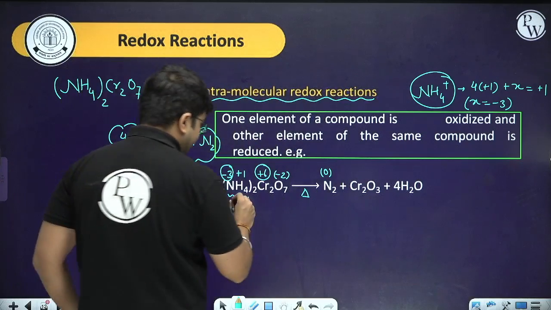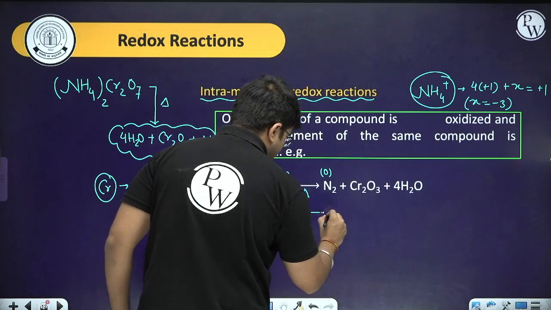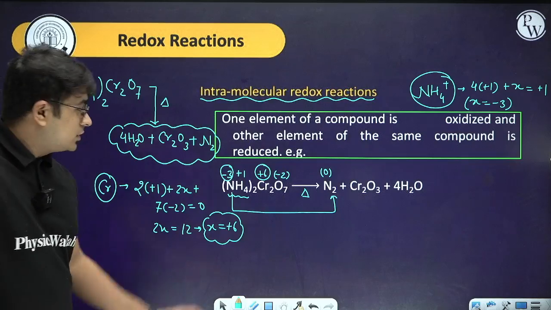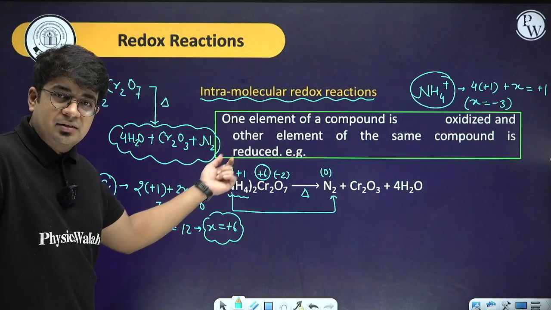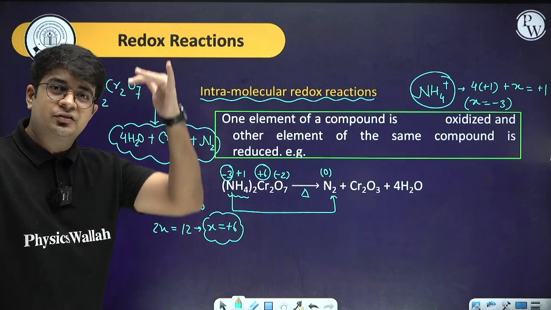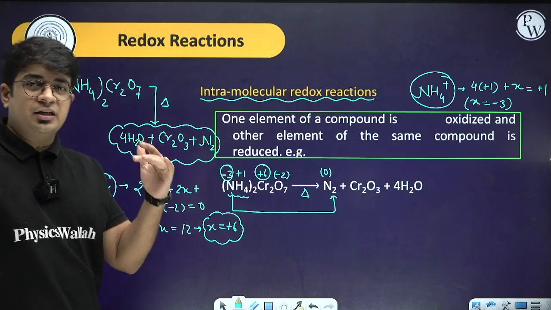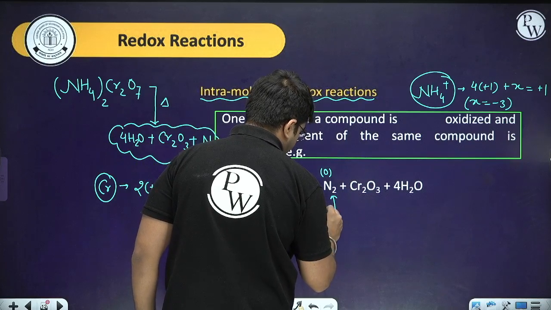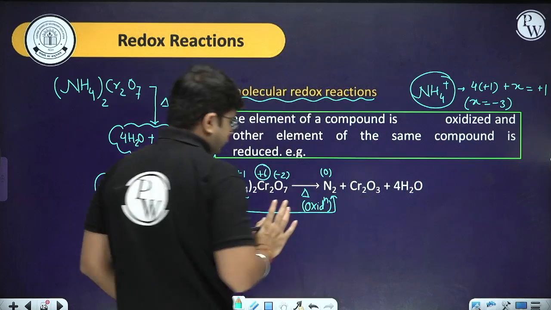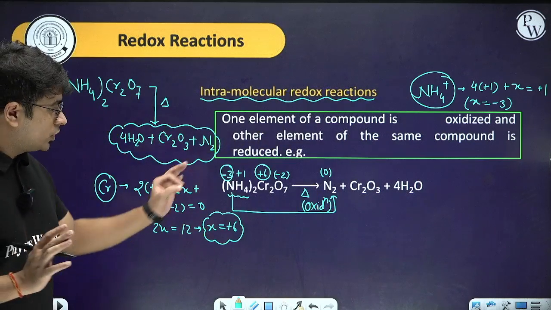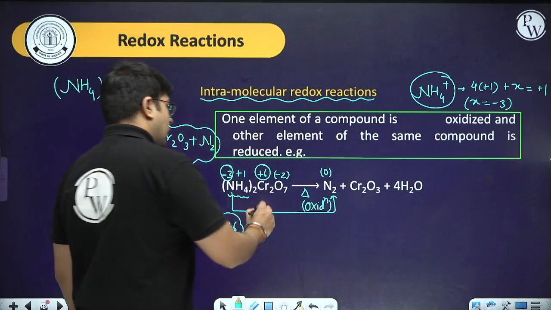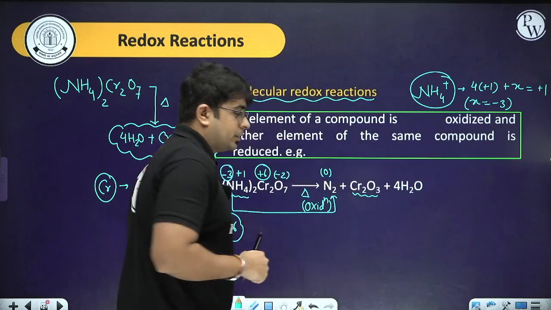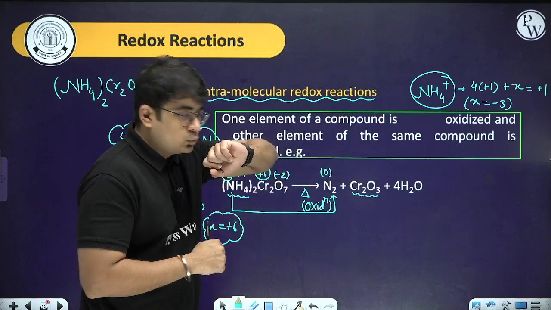Now you can see that nitrogen changes its oxidation state in this reaction from -3 to 0, which means positive charge increment. Positive charge increment means oxidation. So this process is definitely oxidation, and we have already figured out the oxidation process. Now for Cr, in this particular case, chromium goes from +6 to +3.